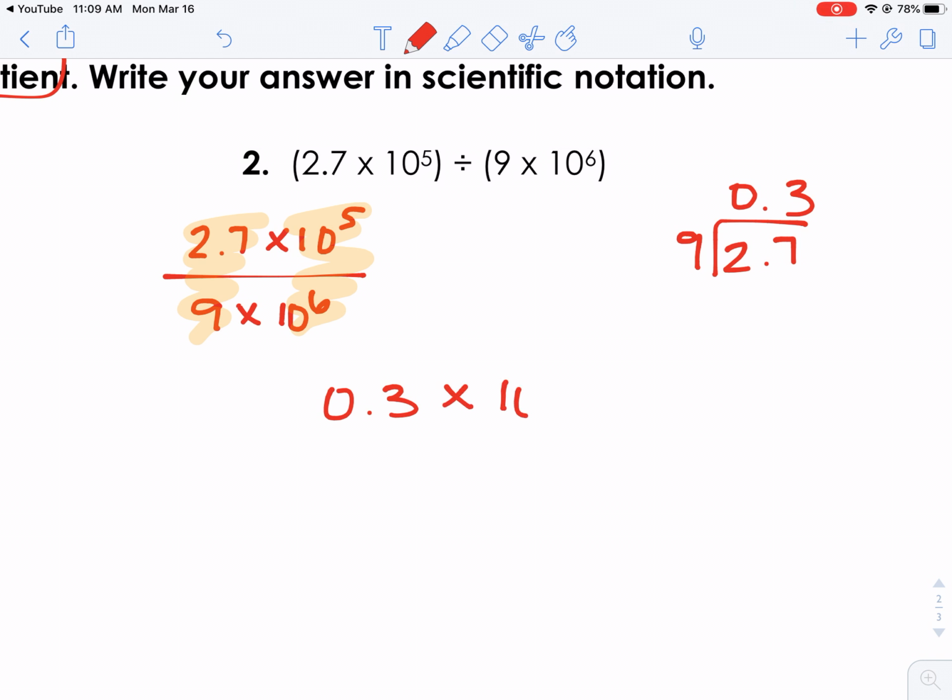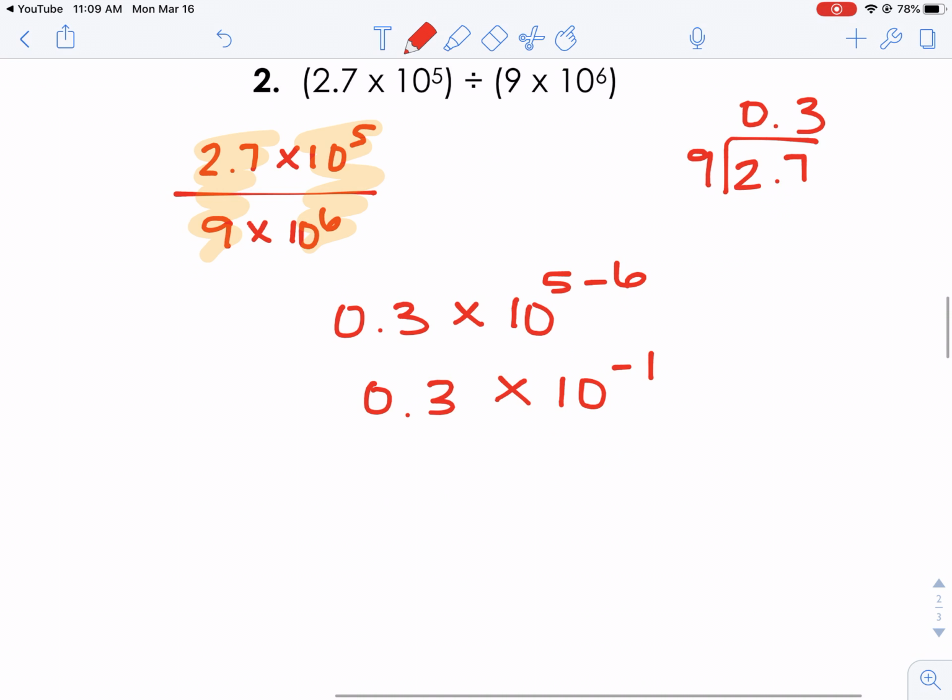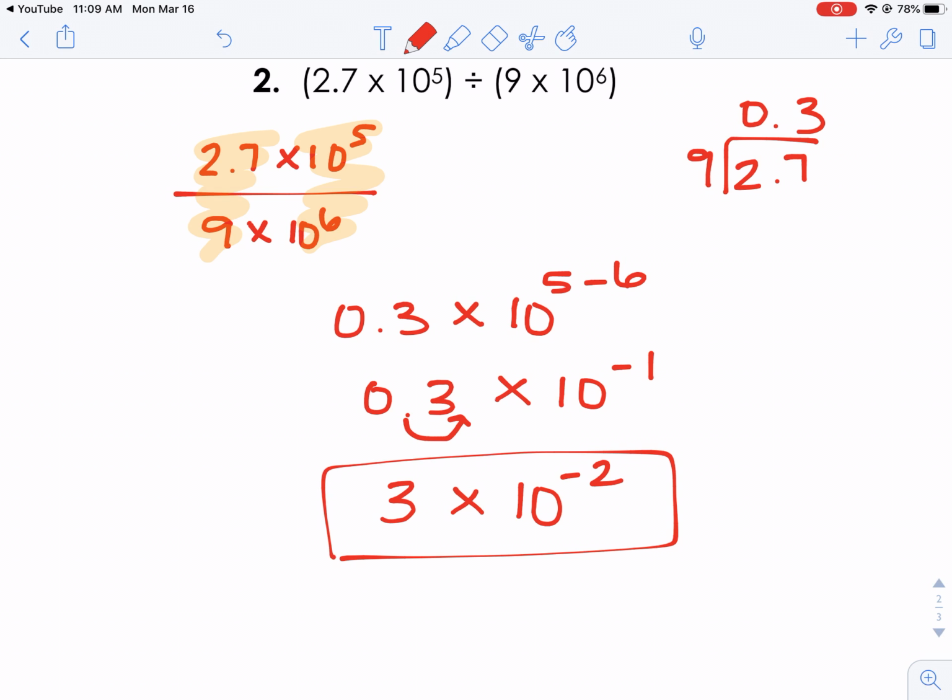And then our exponents would be subtracted. So the power of 10 stays the same, 5 minus 6. So we would have 0.3 times 10 to the negative 1. This is not in scientific notation, so we need to move our decimal one time to give us just a regular whole number 3. We just made our number bigger by one spot, which means our exponent's going to get smaller by 1 to turn into negative 2.